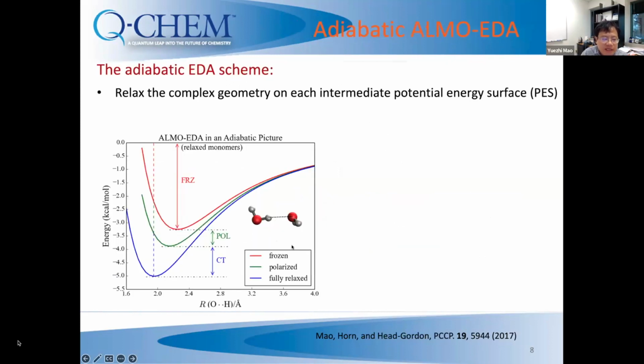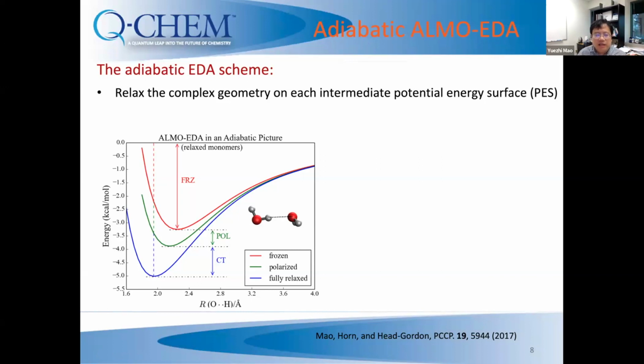And the EDA method we just talked about is referred to as a vertical EDA method, because the typical approach is you first optimize the geometry of your system. So you get here, and then you do an EDA calculation, and the energy components are shown by this dashed line. And here we are introducing another picture for doing the energy decomposition another way.